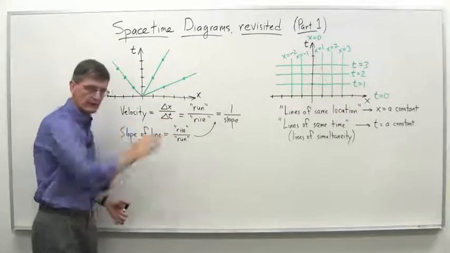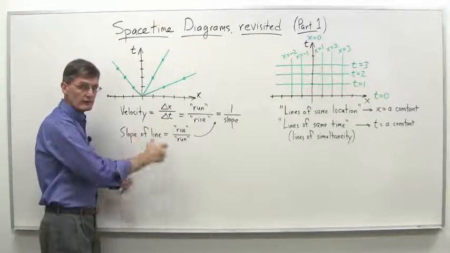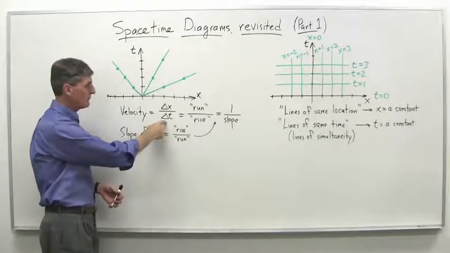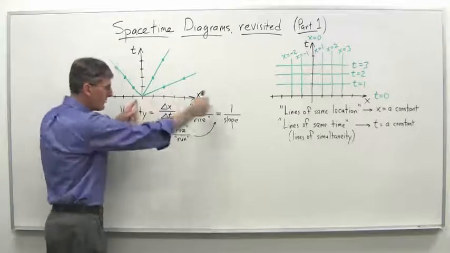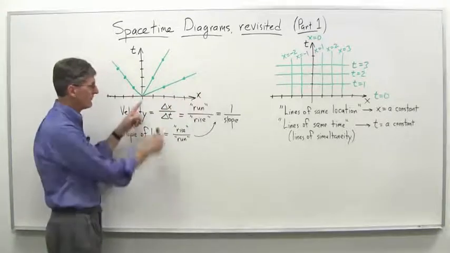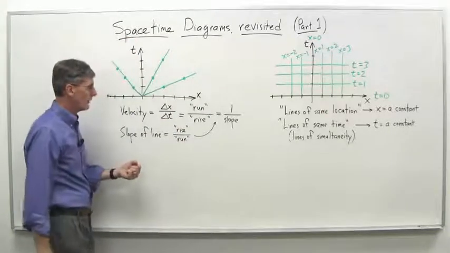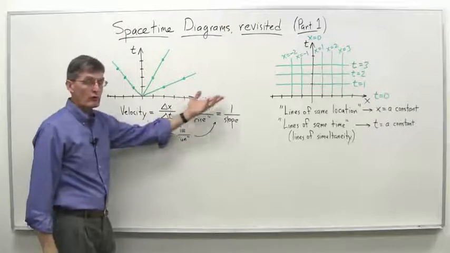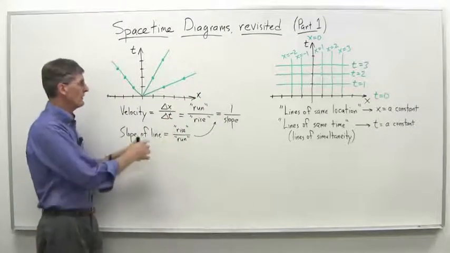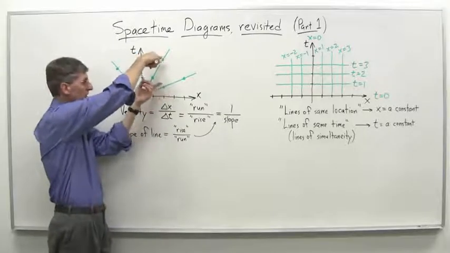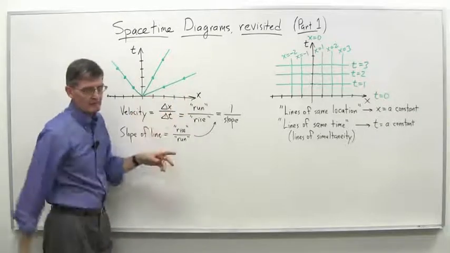In fact, as you've already probably read, I've got a reminder that velocity is the change in distance, the displacement, divided by the elapsed time, delta x over delta t, or we also call it the run over the rise. The run is the elapsed distance covered in the x direction. The rise is how far up on our diagram you go in time. And that also is 1 over the slope, because remember, the slope of a line, by definition, is the rise over the run.